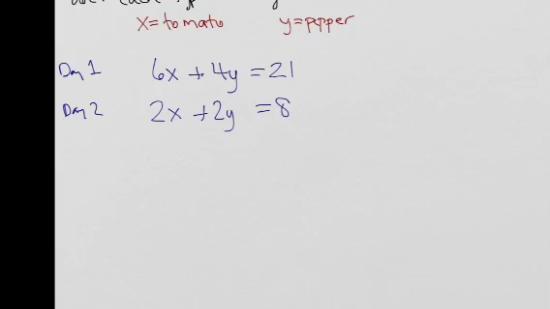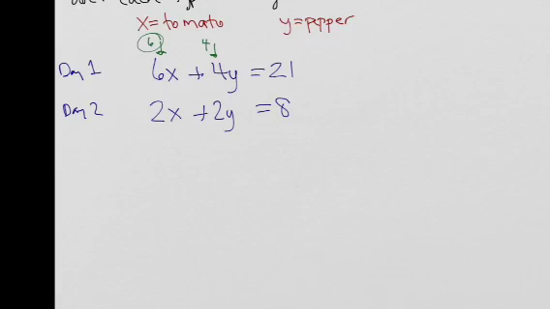All right, now unlike yesterday, this one doesn't quite line up. If I add them or subtract them, the letters won't cancel. So I need to find a common multiple. For my x's, my common multiple would be 6. And for the y's, my common multiple would be 4. So it doesn't really matter which one you choose. Whichever one looks better to you, I'm going to go ahead and choose the x's being 6.